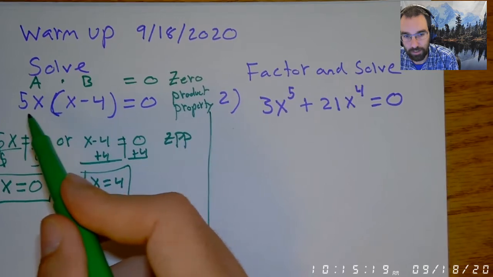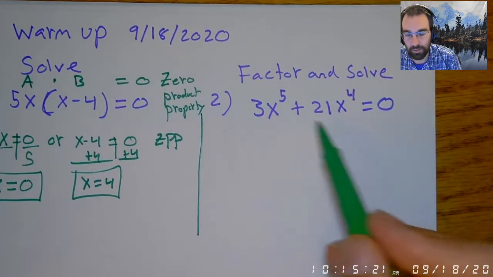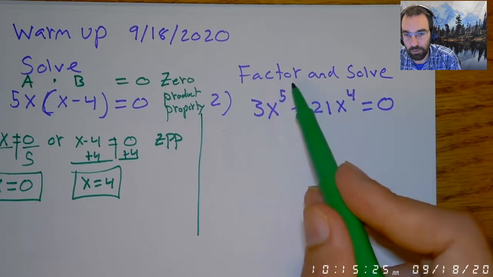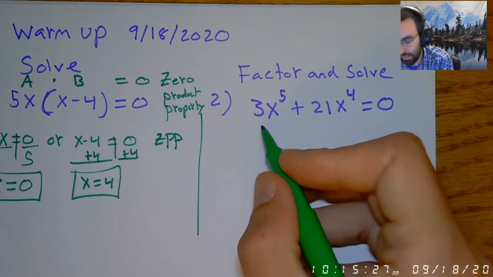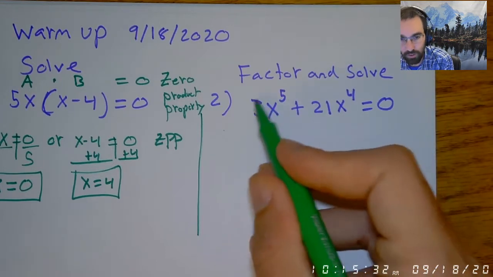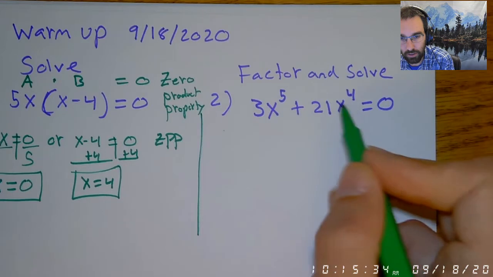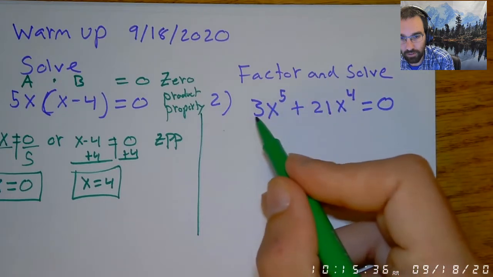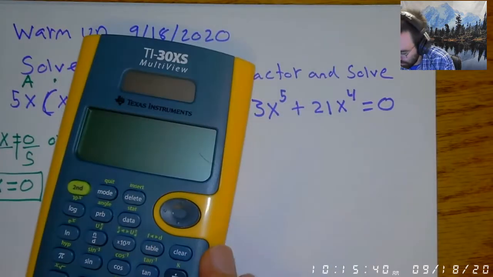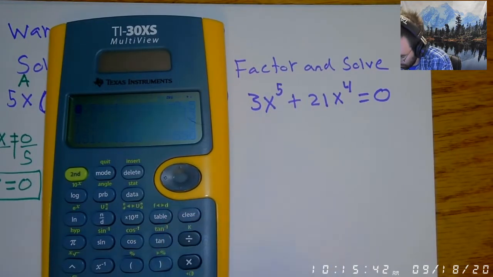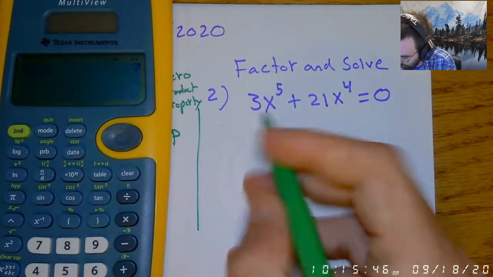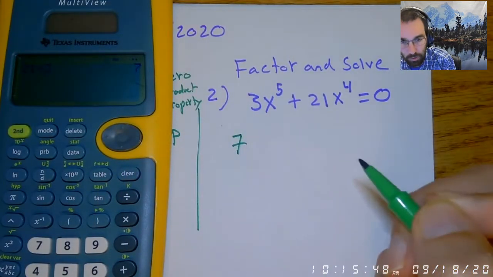It was already in factored form, but this isn't in factored form, right? Our two terms are separated by a plus. So the first thing we want to do is factor, and we're going to do that by taking the GCF, the greatest common factor. If I look at 3 and 21, does 3 go into 21? It does. If you don't know, you can use a calculator: 21 divided by 3 gives you 7. So I'm going to say 7 can be pulled out.